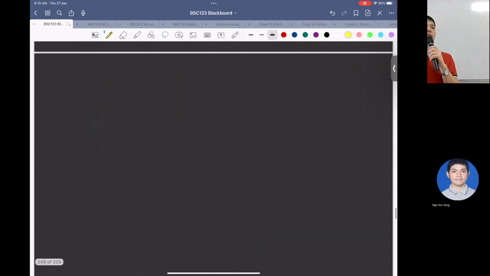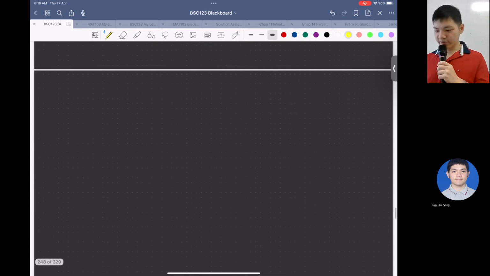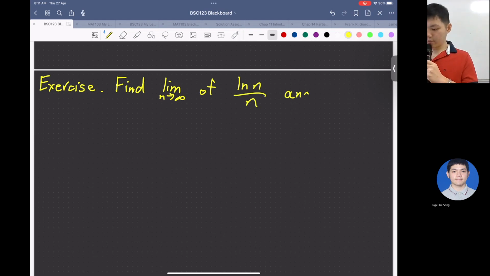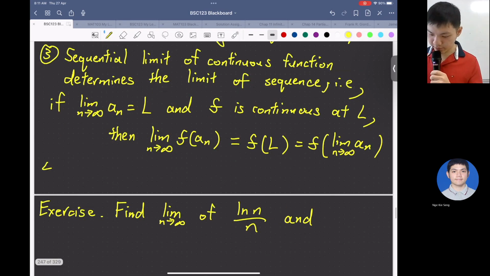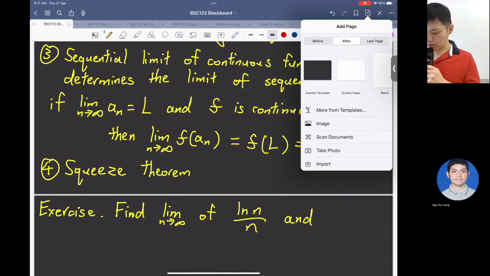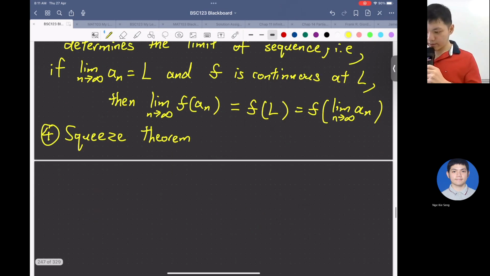Any questions so far? No. If not, let's try two questions for exercise. Find limit of ln n over n, and I think we also have one more. So it's the squeeze theorem. So what's the squeeze theorem again?